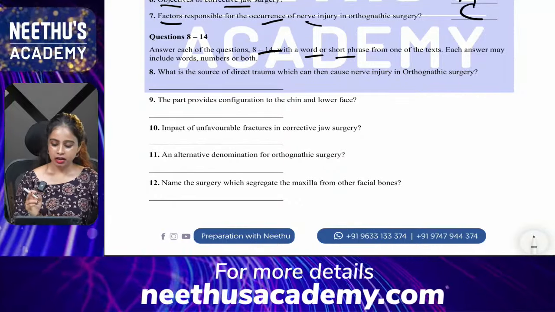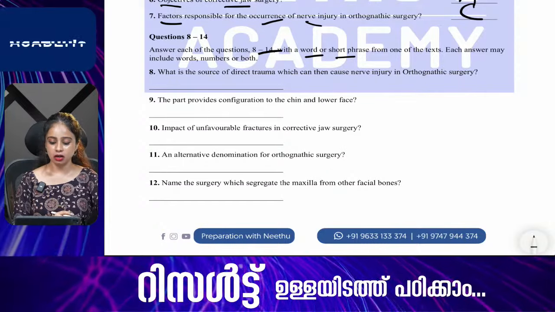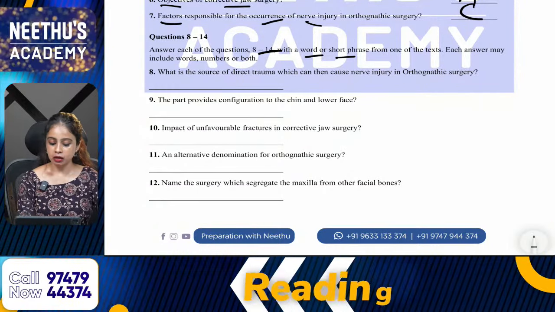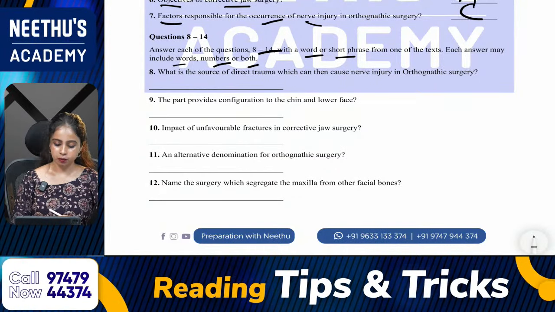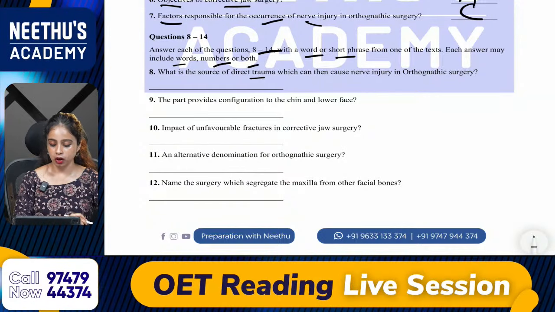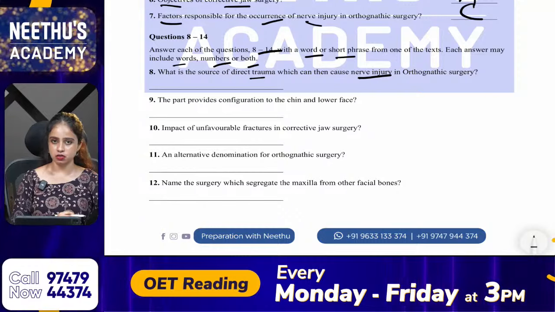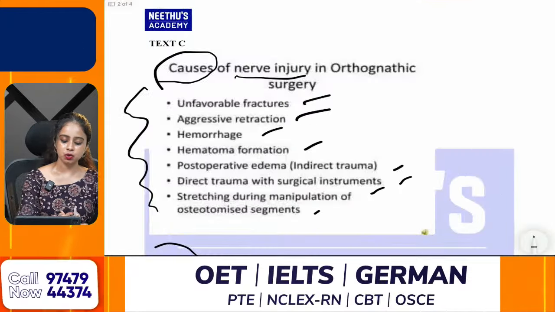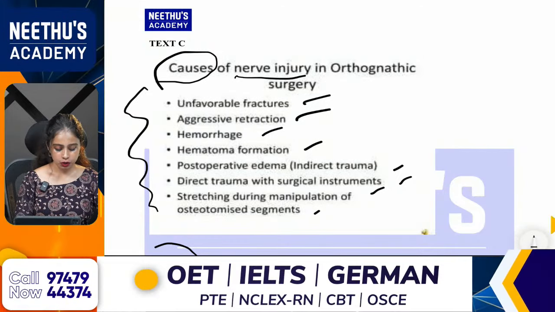Congrats. So a short phrase means a maximum of 3 words you can write. Each answer may include words, numbers or both. No problem. 8th question: what is the source of direct trauma which can then cause nerve injury in orthognathic surgery? So nerve injury, trauma, where is it mentioned? As you know, it is mentioned in text C. So what is the answer?